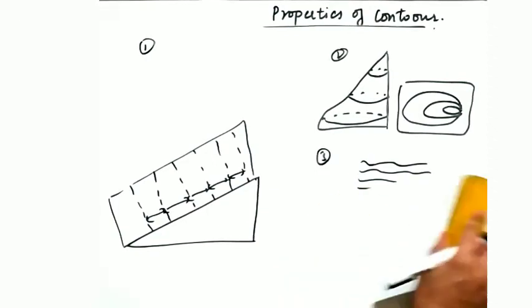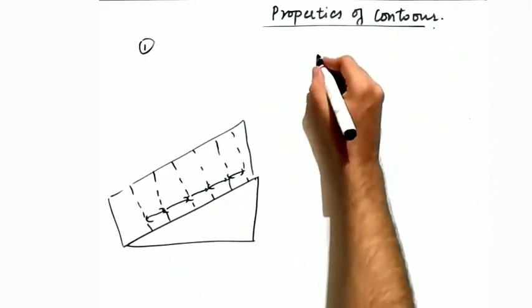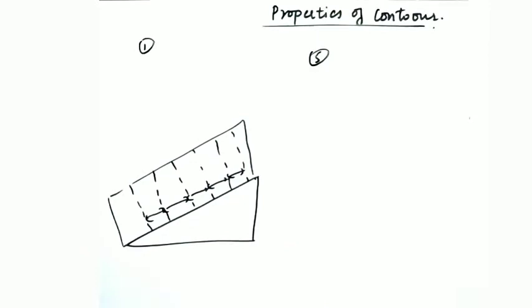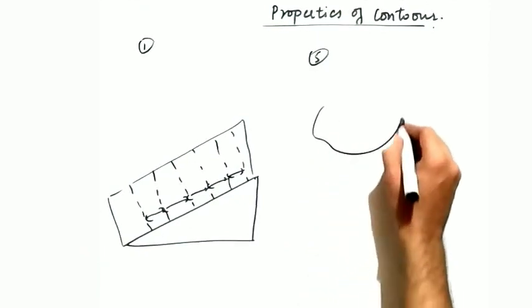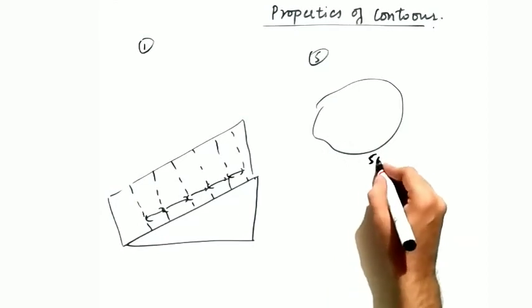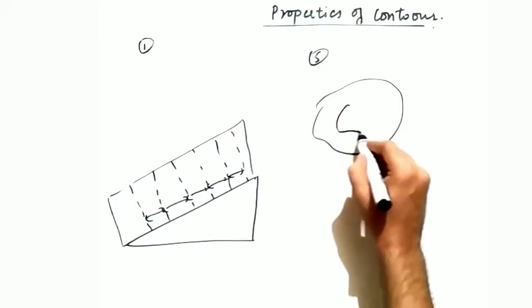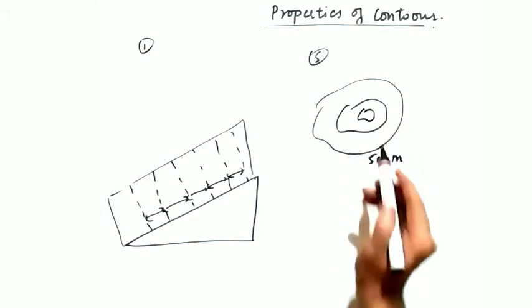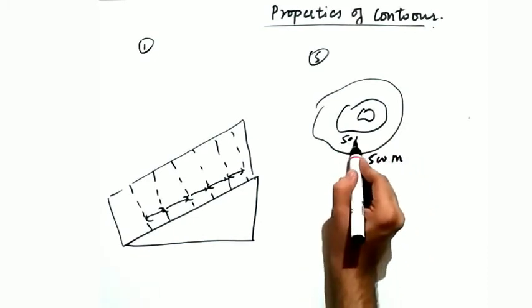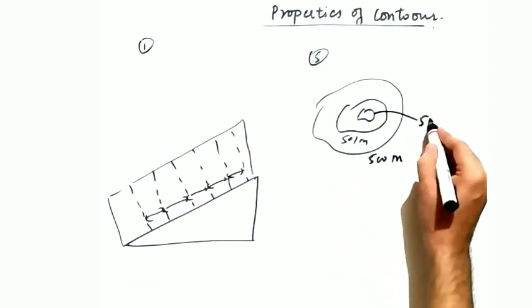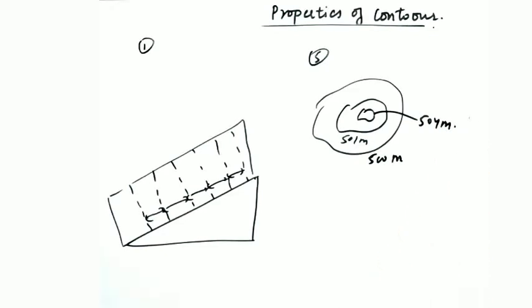The fifth property says that closed contour lines with higher values inside indicate a hill. Suppose this is a contour. Suppose it has 500 meters elevation, and there is another contour inside. This is 501 meters, and this one is 504 meters. Suppose. It is not necessary that all the contours will have equal contour interval. This is not at all necessary. So this will indicate a hill.